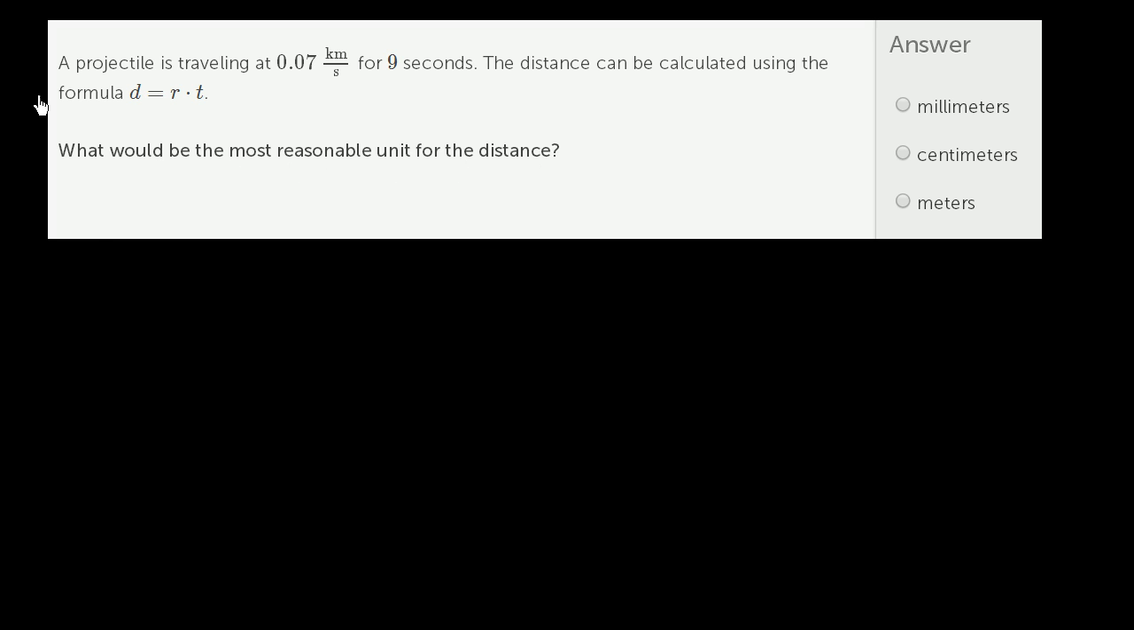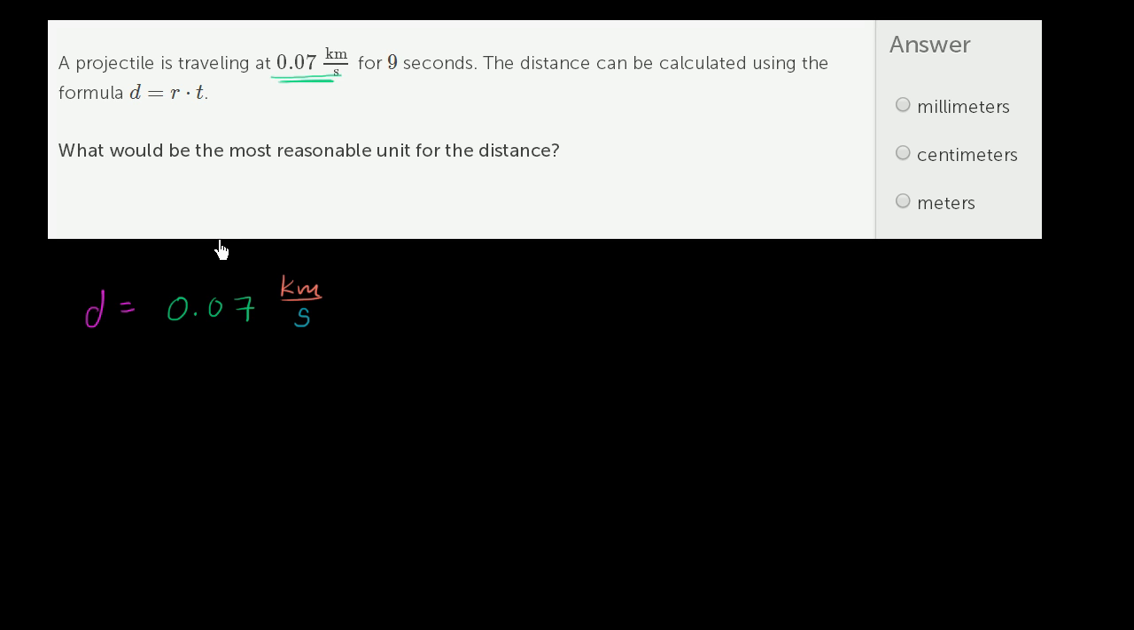So let's just think about this a little bit. We can say that distance is going to be equal to the rate, and they've written the rate in kind of a strange way, but I'll just write it that way for now. Distance is equal to 0.07. I'll write kilometers in orange, and I'll write seconds in blue. So 0.07 kilometers per second, that's its rate, for 9 seconds.